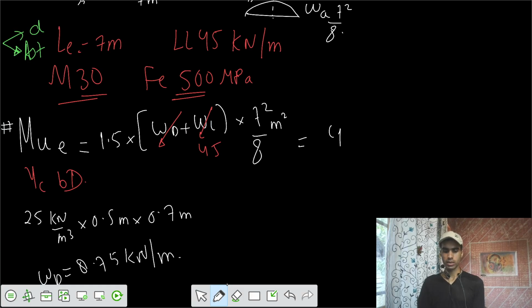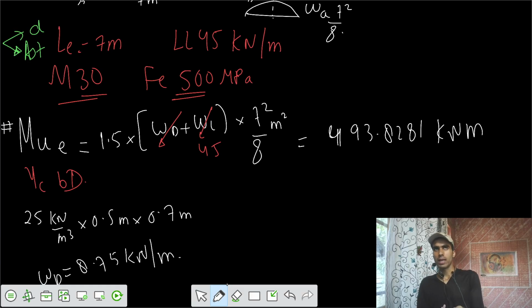That's 493.8281 kilonewton meters. So this is the moment Mu, that's external bending moment, factored external bending moment.